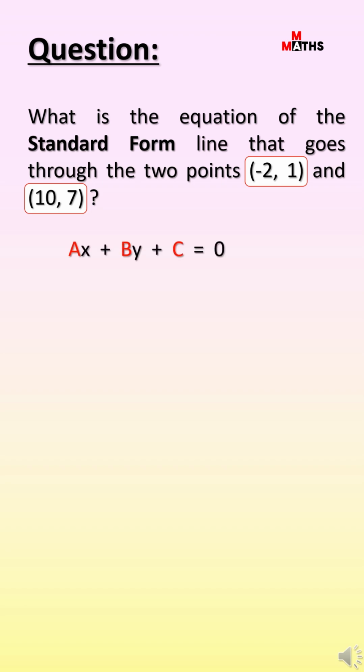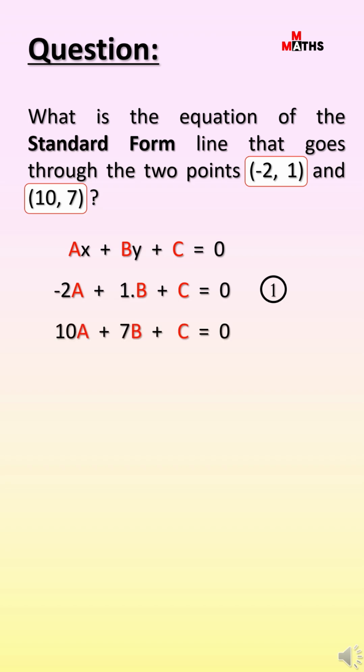ax plus by plus c equals 0. Let's substitute those 2 points in. (Minus 2, 1) gives us minus 2a plus 1b plus c equals 0. Let's call that equation 1. (10, 7) gives us 10a plus 7b plus c equals 0. Let's call that equation 2.